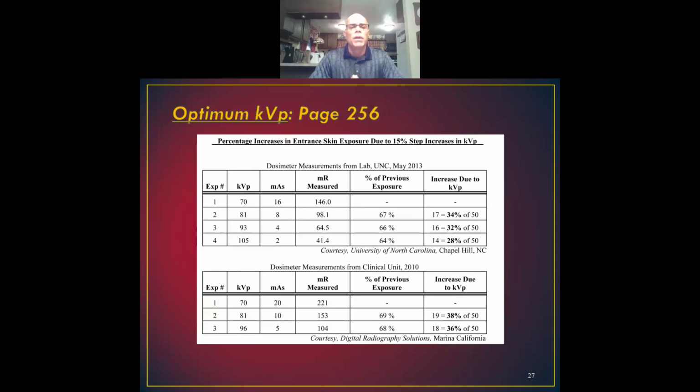Anyway, our last step is a very high kVp. We've gone up 3 steps from 70 to 105. We've taken our original mAs of 16, and now we're at 2. The measured mR is 41.4. And at 41.4, compared to the previous one above it of 64.5, you are now at 64%.